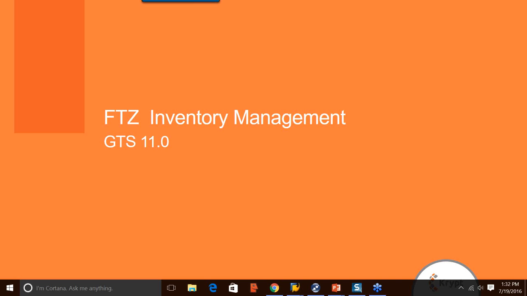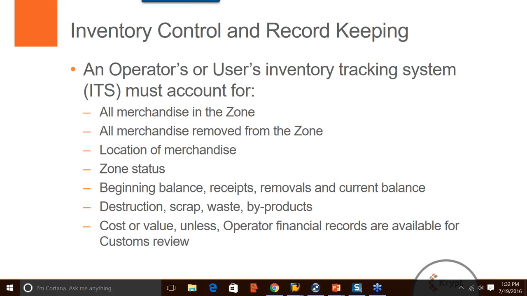So once goods are in the FTZ, there are special processes per the customs regulations, how those need to be reported and how record keeping needs to be done. So here are the key points of how you need to track this inventory. You need to have records of all merchandise that comes into the zone. So the zone is very prescriptive in terms of the location, and goods coming into and out of the zone, there needs to be records kept as to why and how and the reason for coming into and out of the zone.